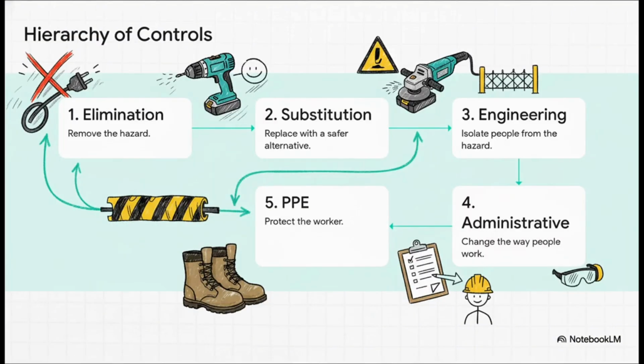When you recommend what to do next, you must use the hierarchy of controls. Think of it as a ranked list, from the most effective solution down to the least effective. You should always try to eliminate the hazard first. For our cable, could you use a cordless tool instead? That would eliminate it. If not, maybe an engineering control, like a rubber cable cover. Remember, PPE, things like hard hats and safety glasses, is always your last resort.